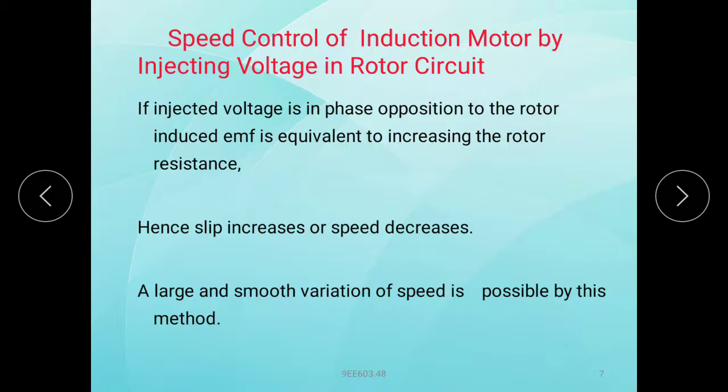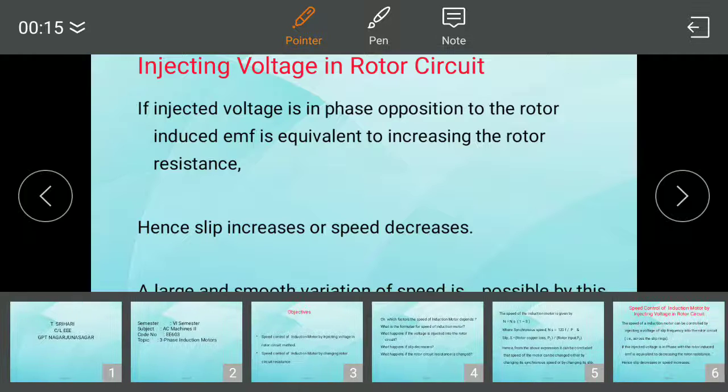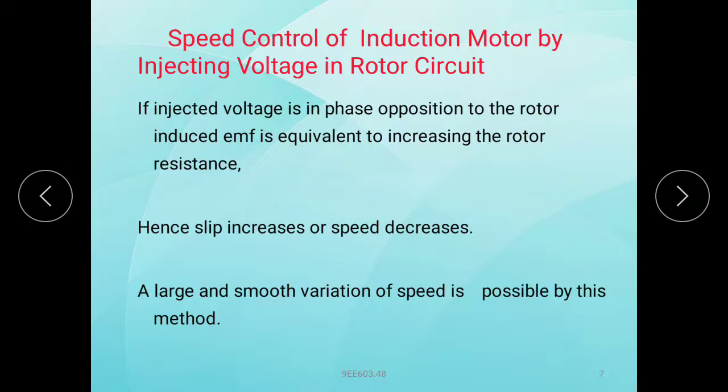A large and smooth variation of speed is possible by this method. A large and smooth variation, very important, not a small variation. So a large and smooth variation of speed is possible by this method. Underline this one.